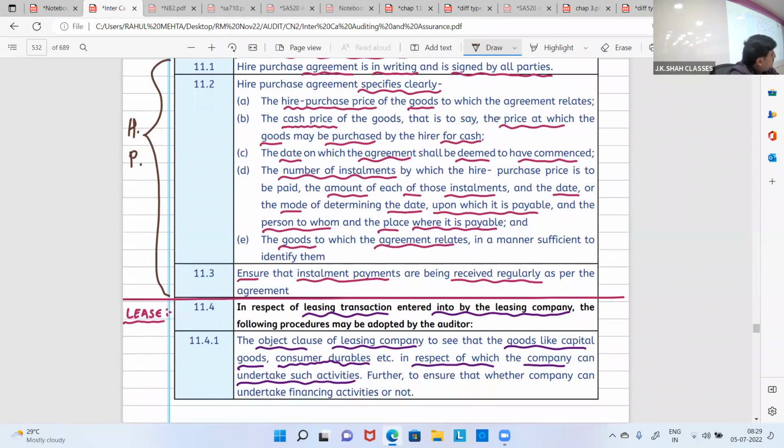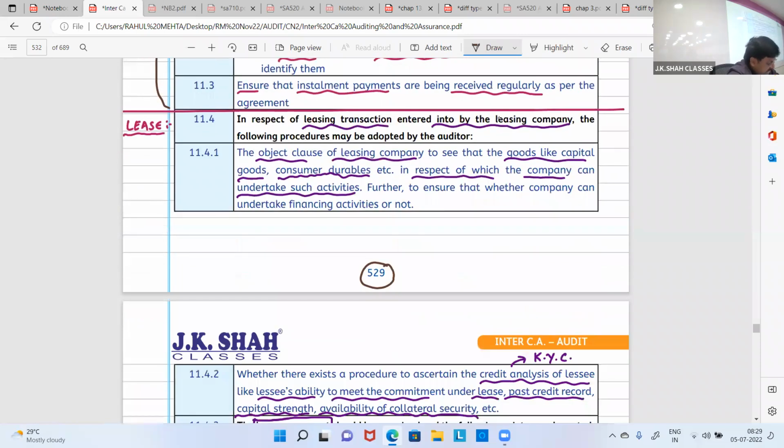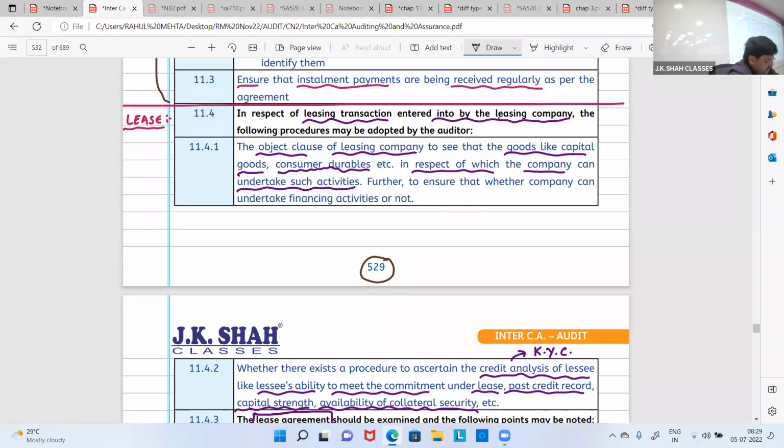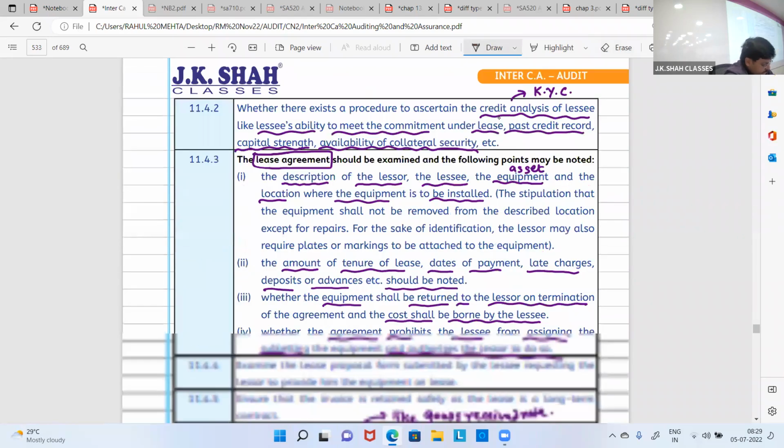Hire purchase is fine. Thereafter, you have leasing. They have not mentioned it separately, but here you can see this is for which transactions? Leasing transactions. So from there you will have to read till here.